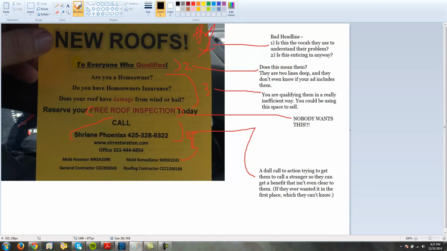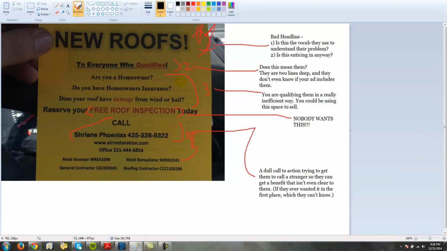Now, we're going to move along the ad, and basically there's a lot of things that this headline can do that it's not doing, and we're going to get into that as we get deeper into your ad. But right here we have basically the second mistake, which is "to everyone who qualifies." Does this mean them? They don't know yet. The fact that they've gone this far into the ad and they don't have a clear clue of what the ad is about and what's in it for them is a really, really big problem.